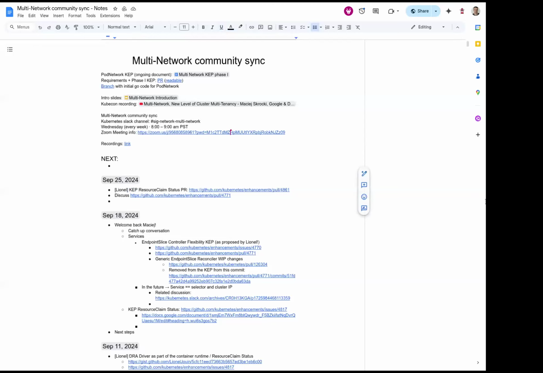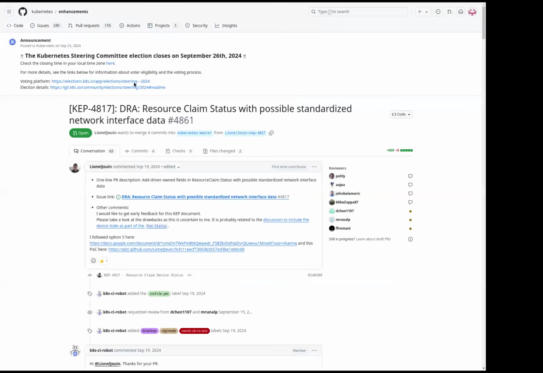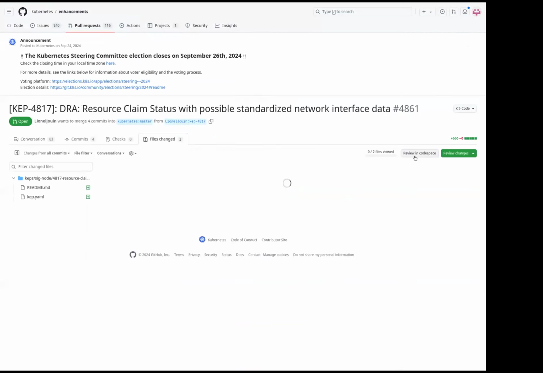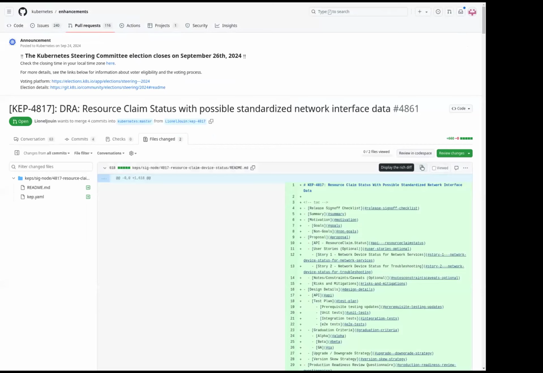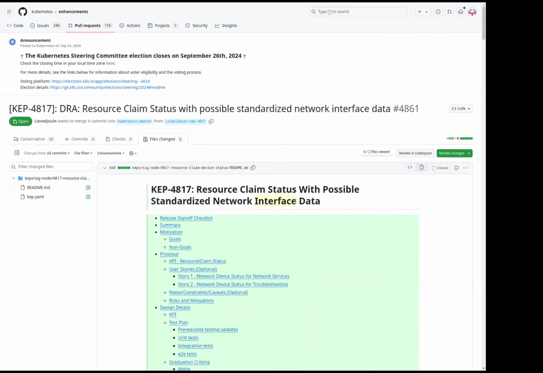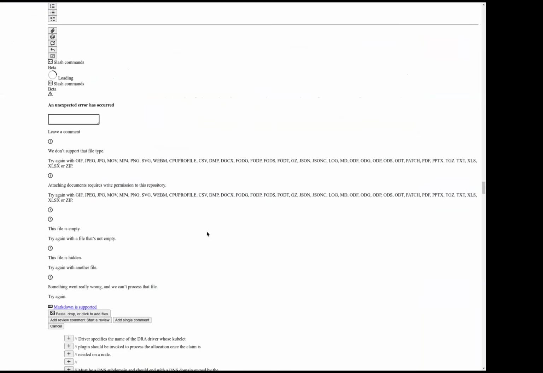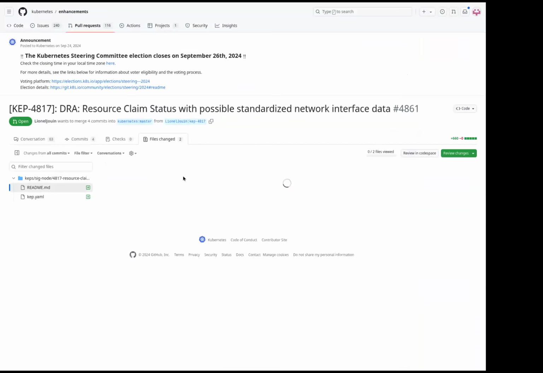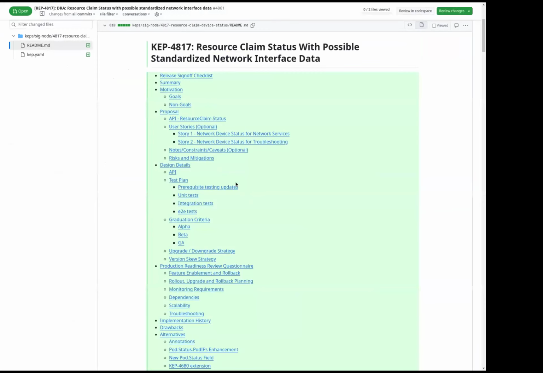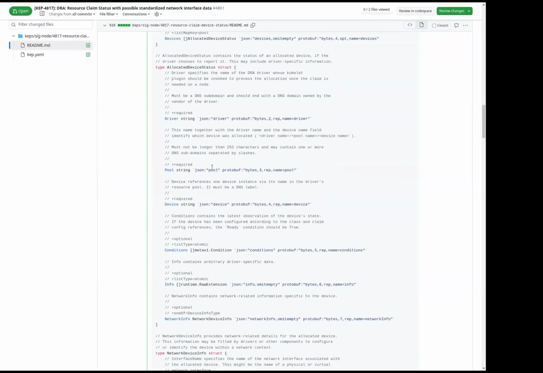Yes, so this KEP is about the resource claim status that the DRA driver will report. In there, we have some standardization of network interface status, where we can report the IP addresses, interface name, and generic data that any other type of device driver could use.